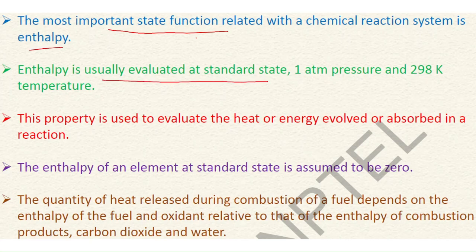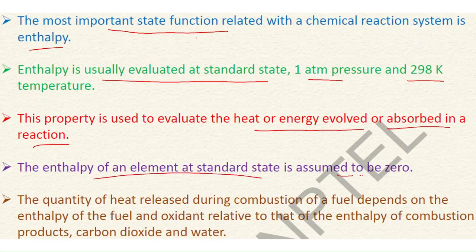Enthalpy is usually evaluated at standard state, 1 atmospheric pressure and 298 K temperature, that is 25 degrees C. This property is used to evaluate the heat or energy evolved or absorbed in a reaction. The enthalpy of an element at standard state is assumed to be zero. Absolute enthalpy you cannot calculate; you can only calculate the change in enthalpy.